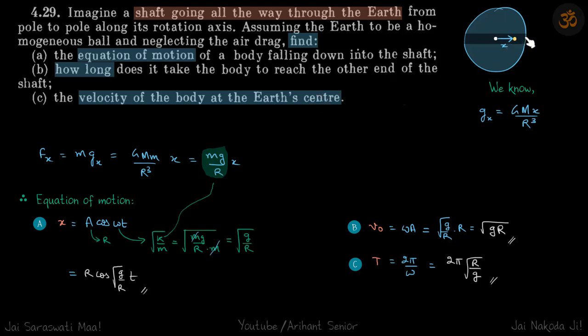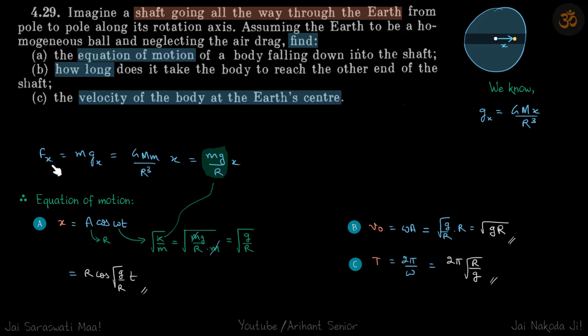So we need to know first what will be the force on this particle while it is falling down the shaft. So let's say it is at a distance x from the center of the Earth. So we know from the chapter of gravitation that g_x at the distance x is given by GMx by R cube. So the force on the particle is of course m g_x. So at a distance x, the force on the particle is m g_x, that is GMm by R cube times x. So GM by R square we can write as g, so this simplifies to mg by R times x.